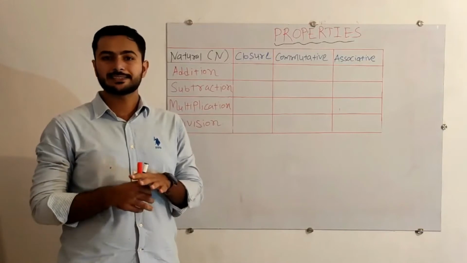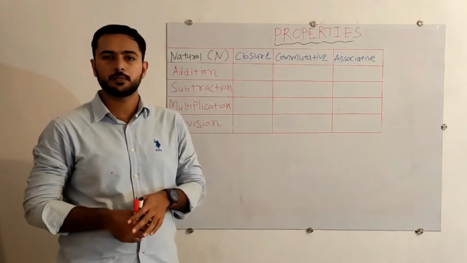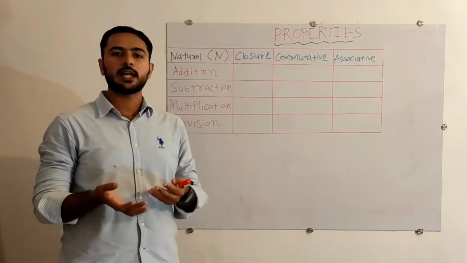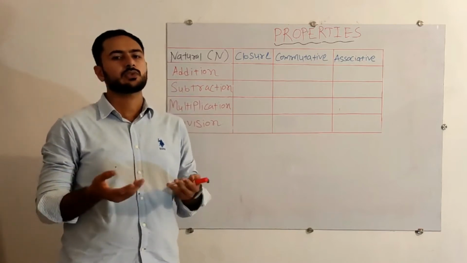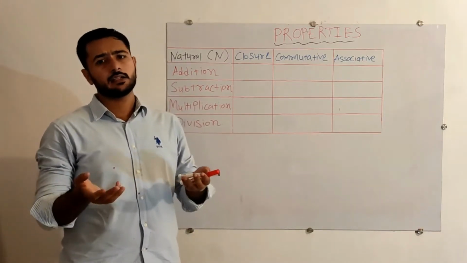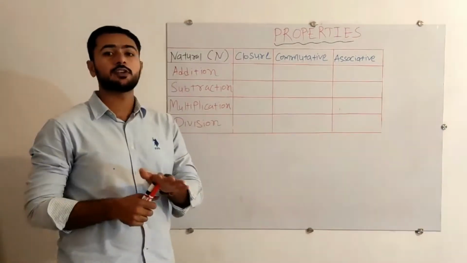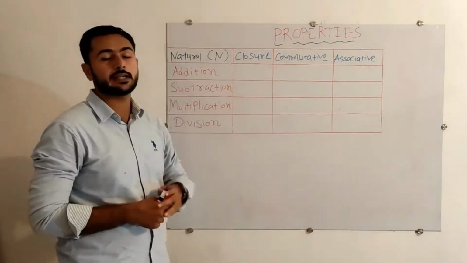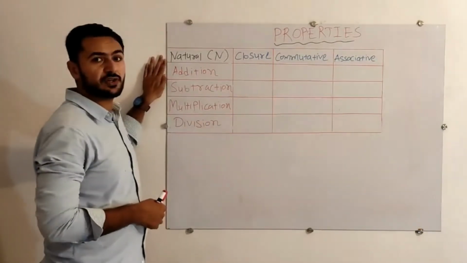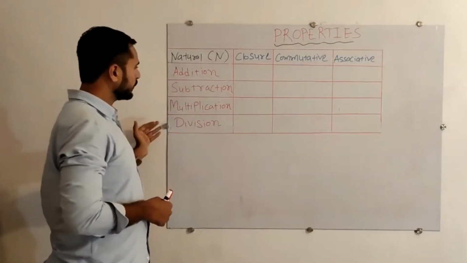Today we are going to discuss the properties of the different numbers. As we know, the different types of numbers are natural numbers, integers, whole numbers, and the last one which we did, that is the rational numbers. For all of those, today we will try to understand the different properties. So here we are starting with the natural numbers and the operations on the natural numbers.